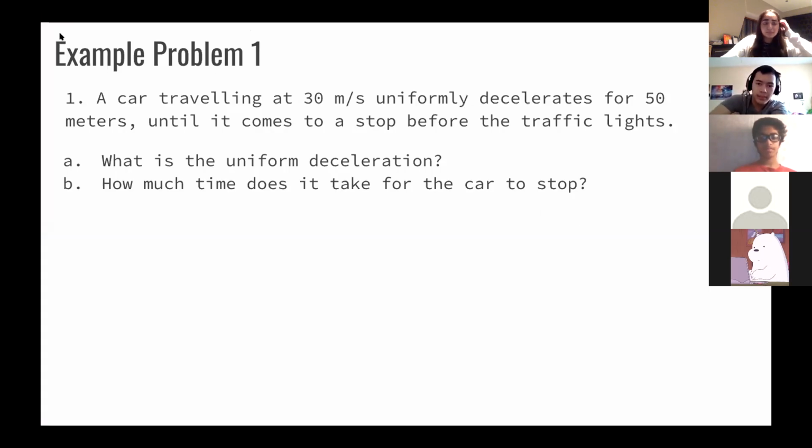All right. We have a car traveling at 30 meters per second and uniformly decelerates for 50 meters until it comes to a stop before the traffic lights. What is the uniform deceleration, and how much time does it take for the car to stop? We'll give you maybe a couple minutes to see if you can figure this out on your own, and then we'll come back to you.